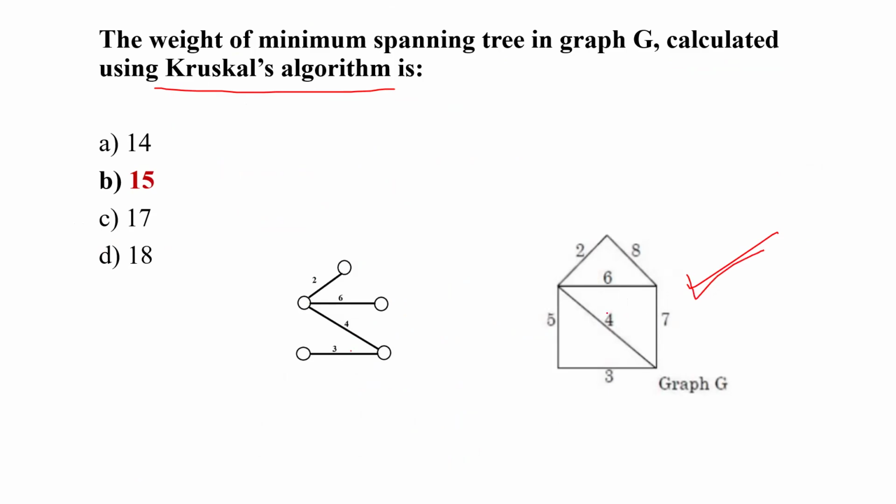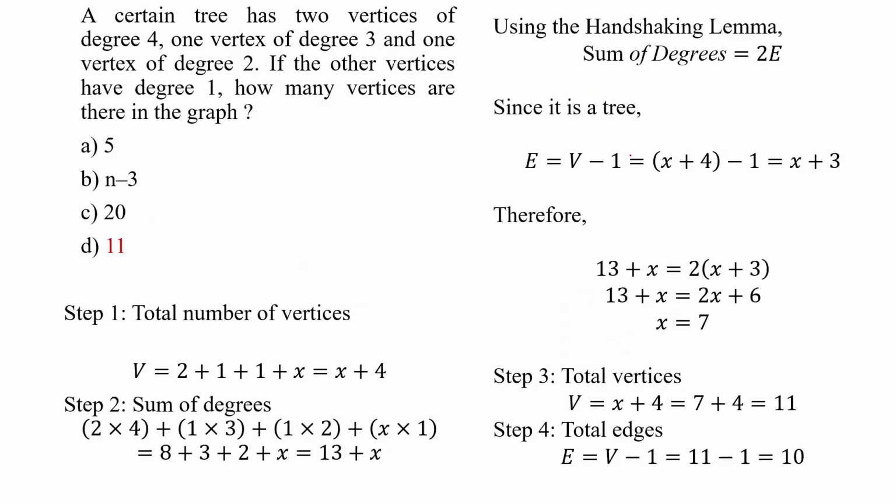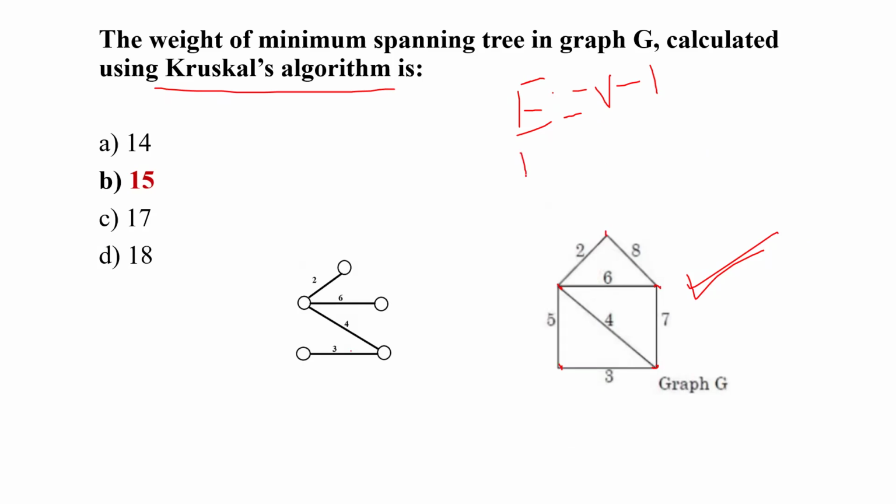First in Kruskal algorithm, you have to calculate how many vertices are there. This is one vertex, two vertex, three vertex, four vertex, five vertex. So edges equal to v minus 1. We know the formula, we have applied it so many times. So how many edges do we need? 5 minus 1 equal to, I need 4 edges.